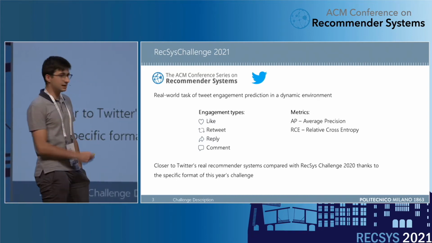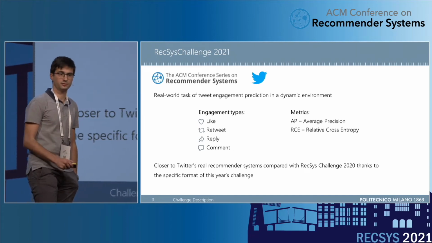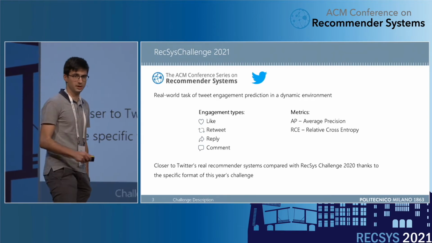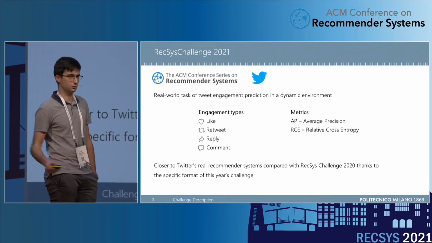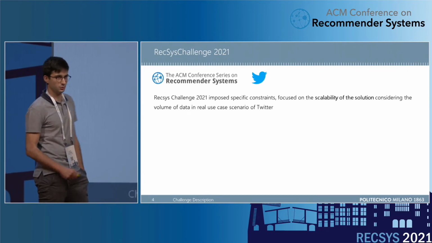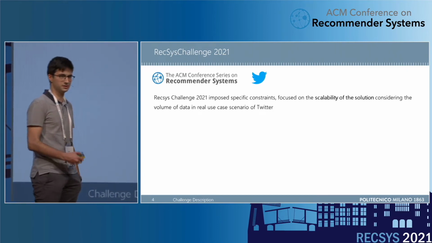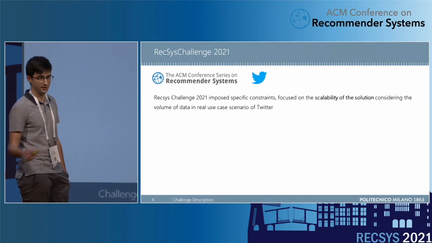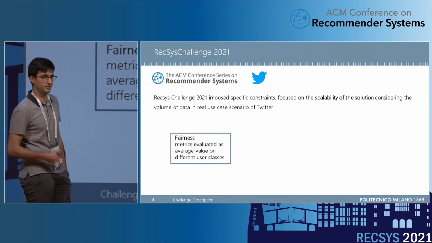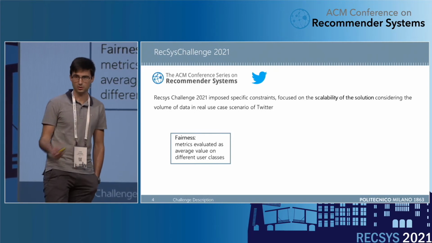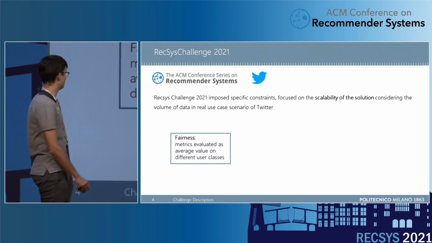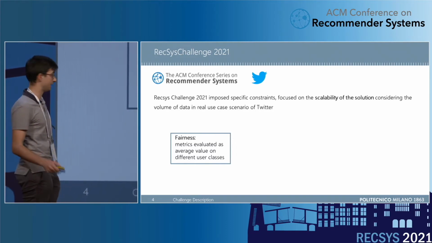While this year's challenge is very much similar to the one of the past year, some new characteristics have been introduced to make it more similar to a real recommendation setting. In particular, those new characteristics influenced our design of our solution. And in particular, fairness meant that the performances of our model had to be uniform across different user quantiles, depending on the number of followers they had.